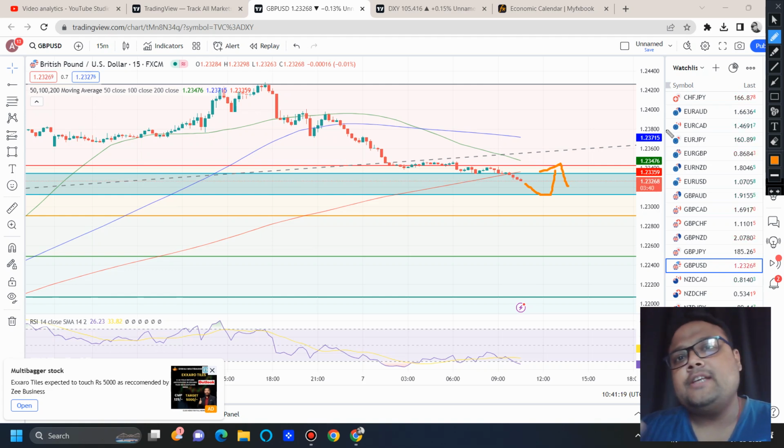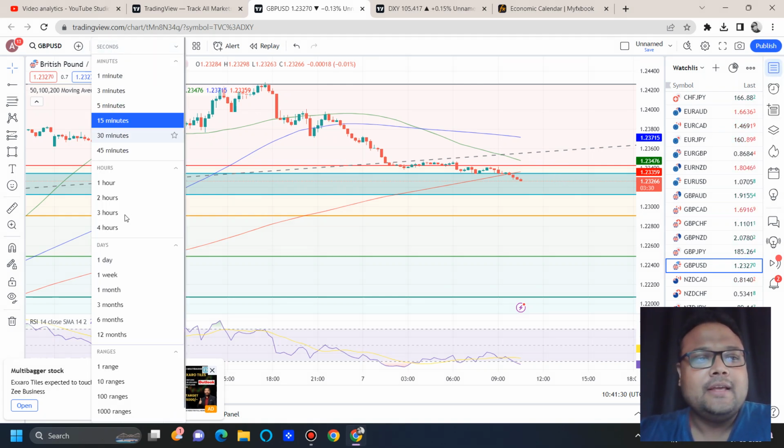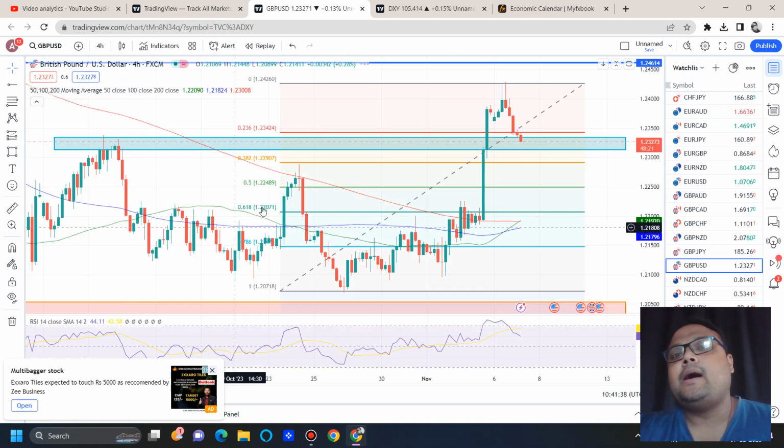See, analysis should always be on a higher time frame for stability. But for precise entry, you should always look at a lower time frame. Though the market has entered the support zone right now, it is a weak level. So yes, you need to wait a little longer so that you can understand whether the market will be taking support or not.